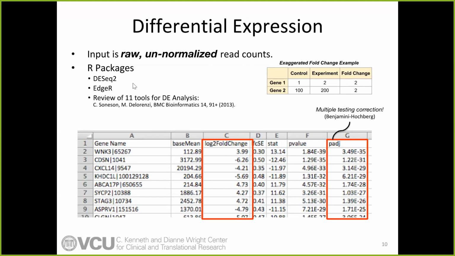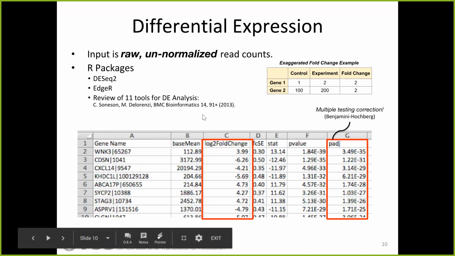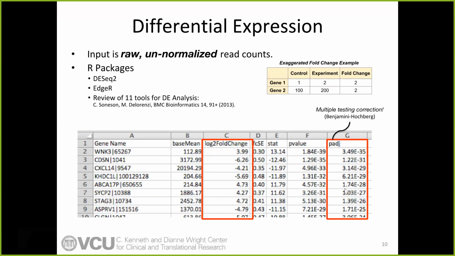The nice thing about both of these packages is you don't have to worry about TPM or normalization. You just take the raw read counts from your counter and you put them into this program. And this is just an example output of DESeq2 where you'll see the base mean, which is just the average across all samples for a particular gene, as well as the log 2 fold change and the p-value and adjusted p-value. When you're doing gene expression, always use the adjusted p-value because it corrects for multiple testing.